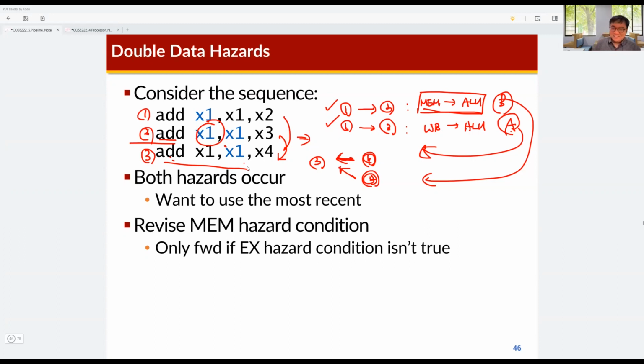Okay, so what should we consider? If both forwarding conditions are true, then we need to select the memory to ALU data forwarding. So I said both forwarding conditions are true, we need to select only this data forwarding. So this condition should be included in the forwarding condition.